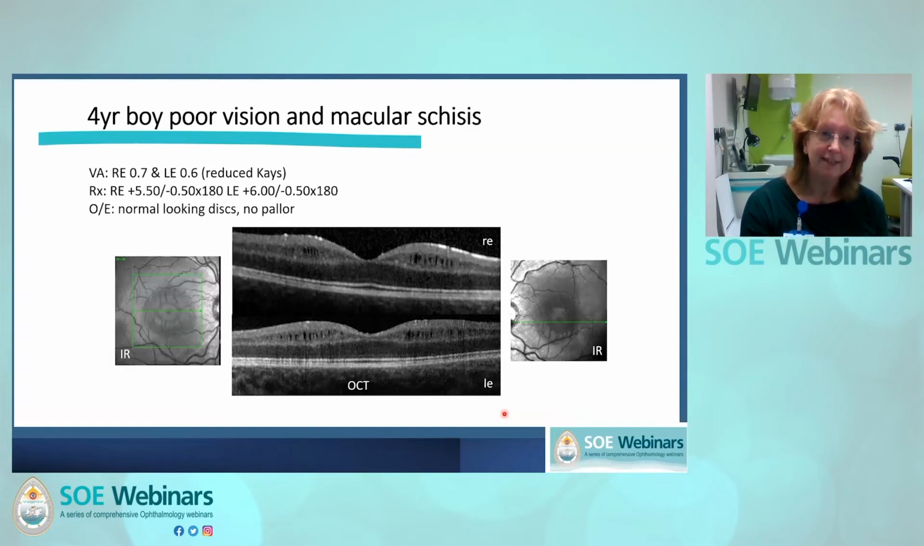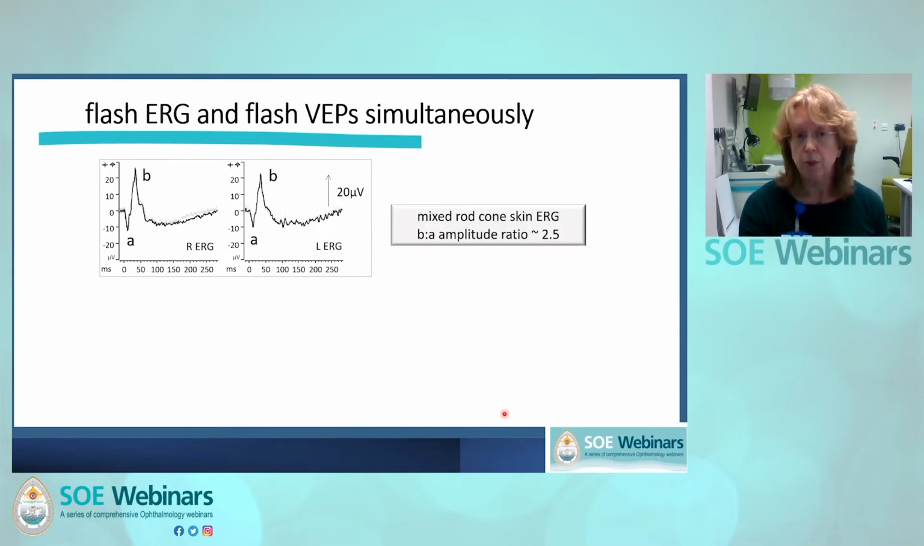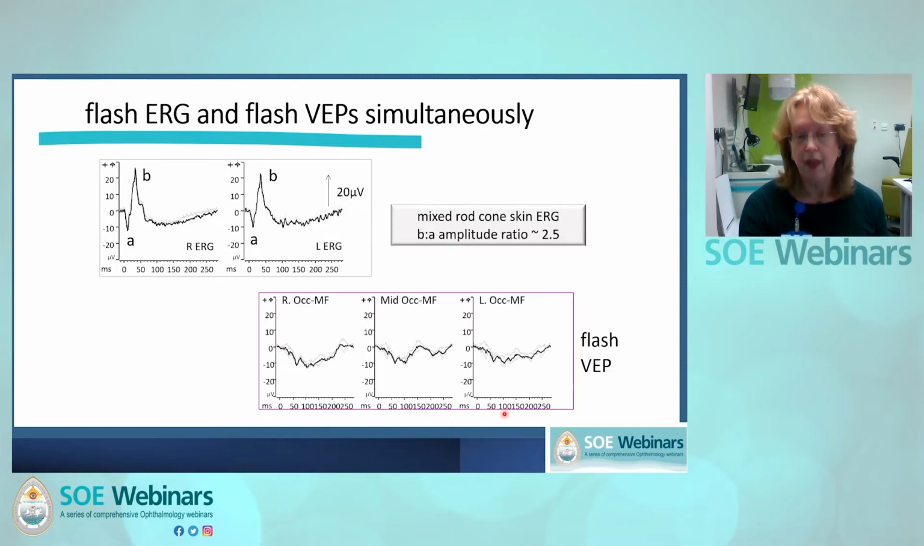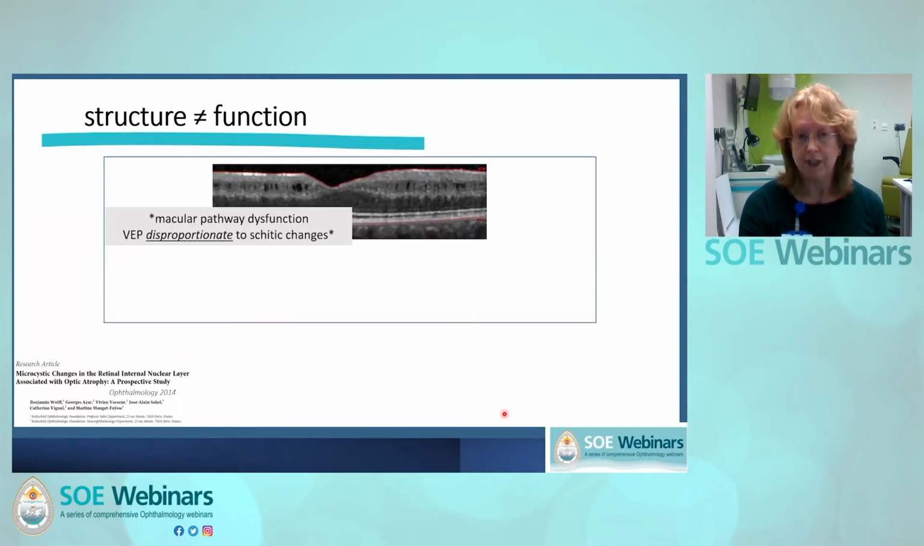And a final case here with pattern VEPs applied in a case of macular schisis in a 4-year-old boy with very poor vision, 0.7 and 0.6. And at time of referral, he had normal looking discs and no pallor. So we were looking for widespread schisis, but the flash ERGs showed a normal B to A wave ratio. Unexpectedly, the flash VEP was really abnormal. So too was the pattern reversal VEP. It should look like the magenta control. And so these macular pathway changes were disproportionate to the schitic changes.